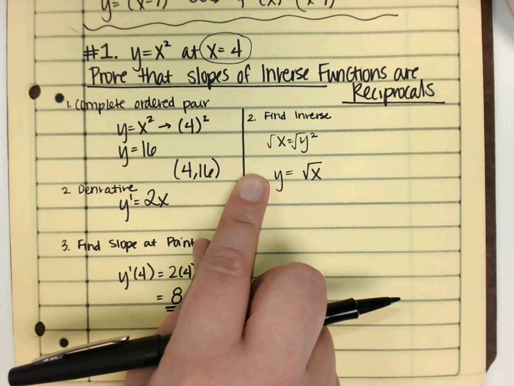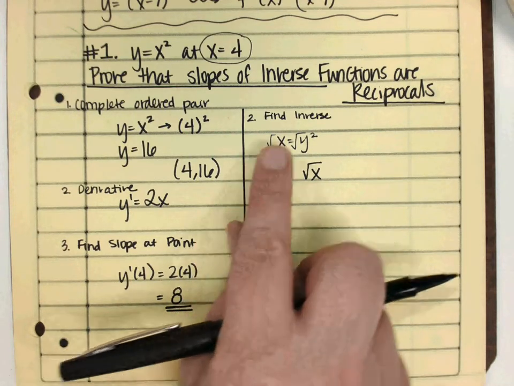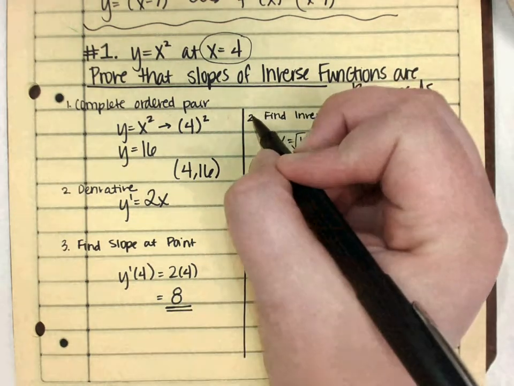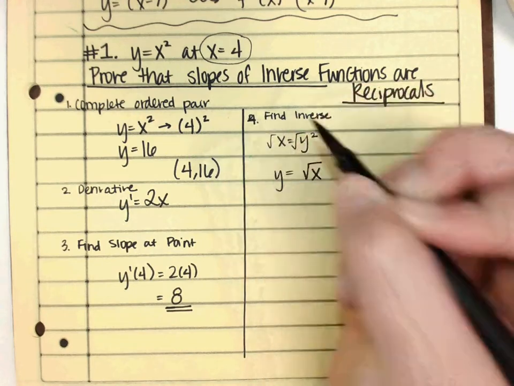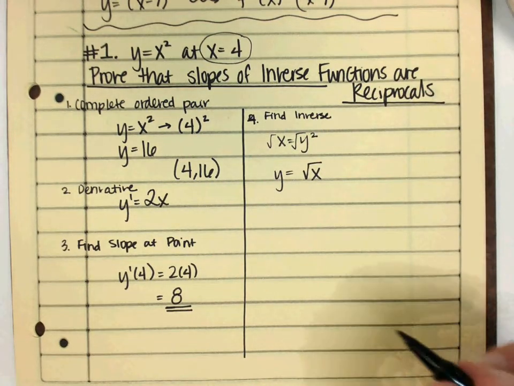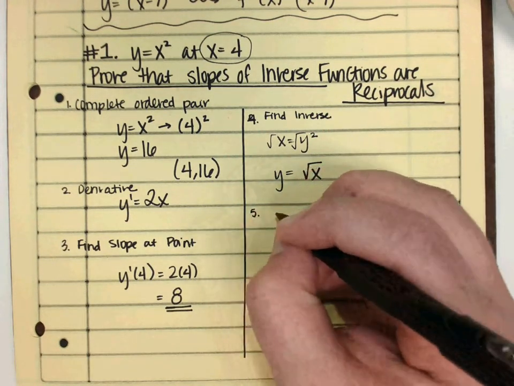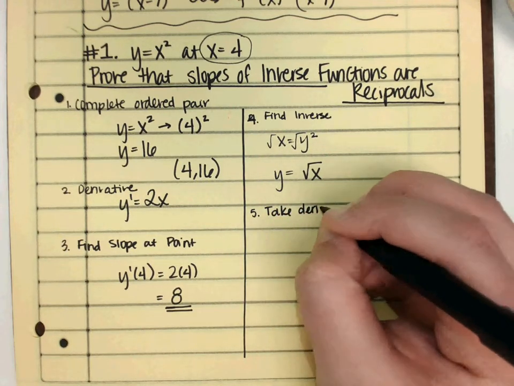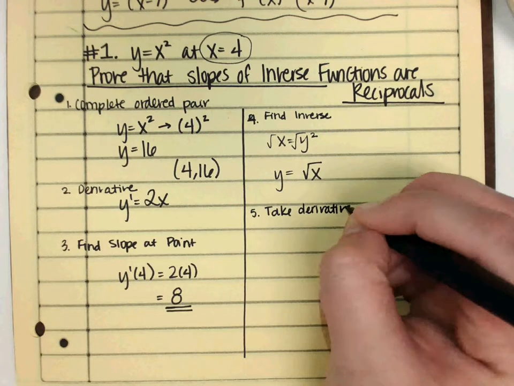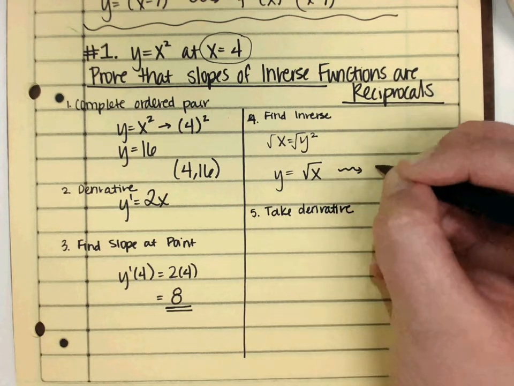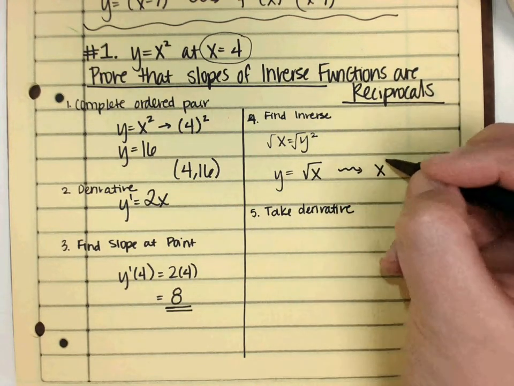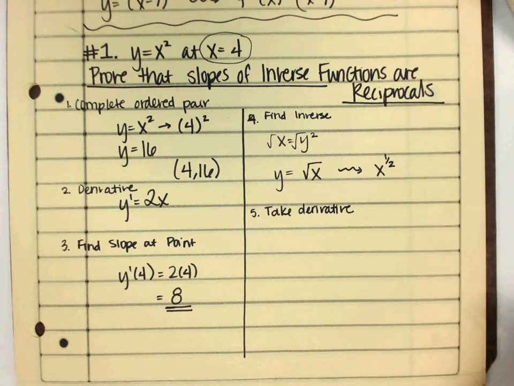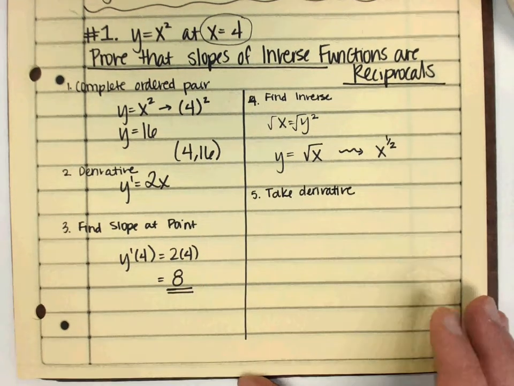Then from here, I'm going to take the derivative. So I found the inverse. Technically, that should actually be a 4. After I find the inverse, I'm going to take the derivative. How do you change a square root? Not to a negative 1. A 1/2. Yeah? Now, did I take a derivative with that? No, I just did a rewrite.